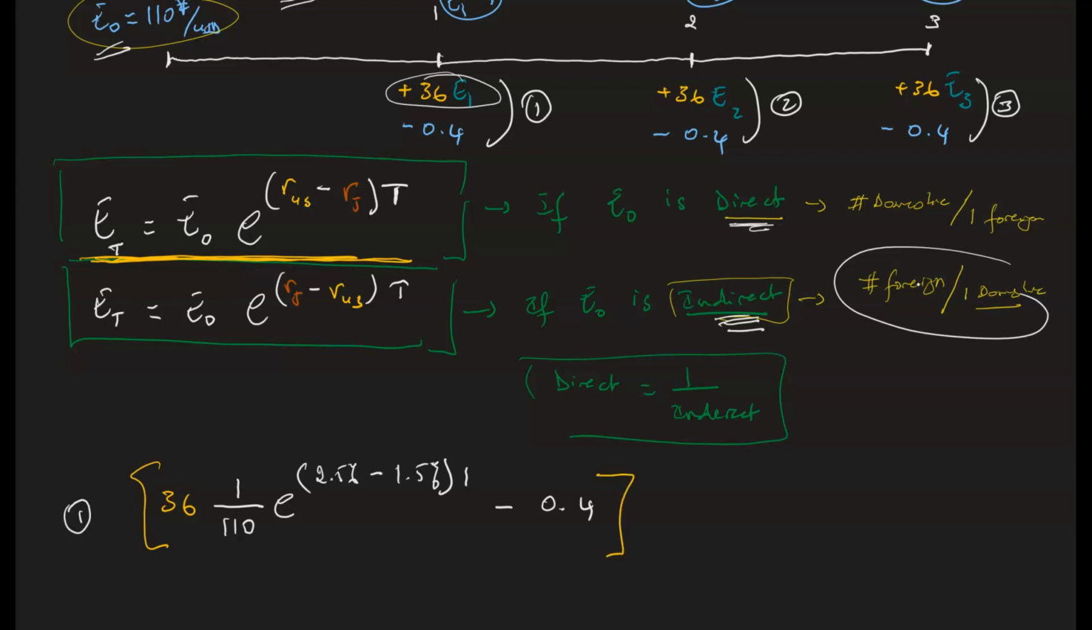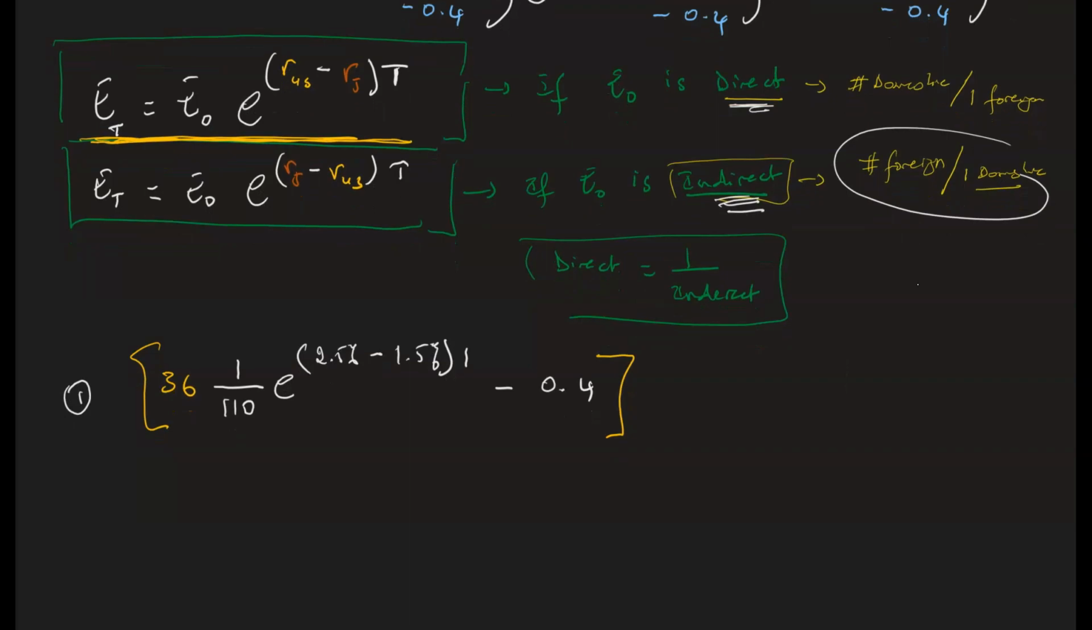And this first cash flow has to be discounted at the interest rate in the US because we're in the US. So we're going to discount that at the US interest rate by multiplying by the exponential of minus 2.5% for 1 year. That gives us the present value of that initial cash flow.